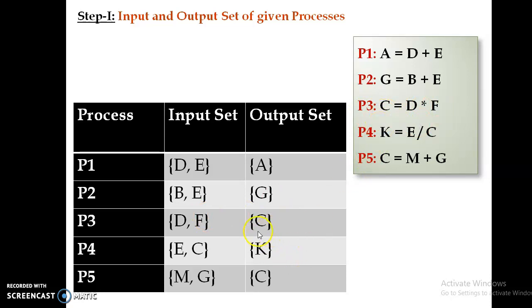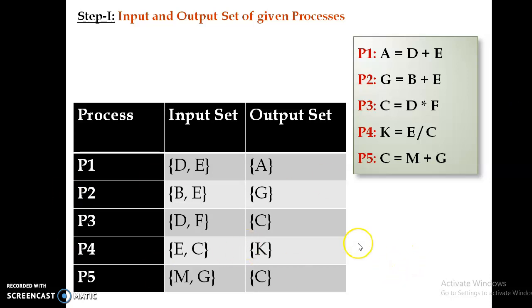C will go to output set. For process P4, E and C are inputs, go to input set, and K is output, goes to output set. And for the last process P5, M and G are inputs, go to input set, and C is output, will go to output set.